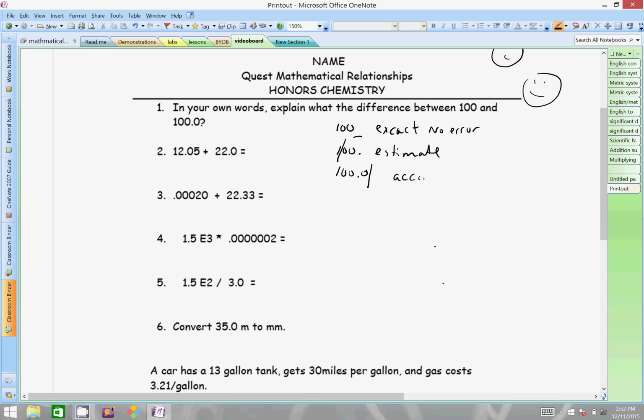So at this point, the difference is the level of accuracy. Exact value versus a little more precise value.